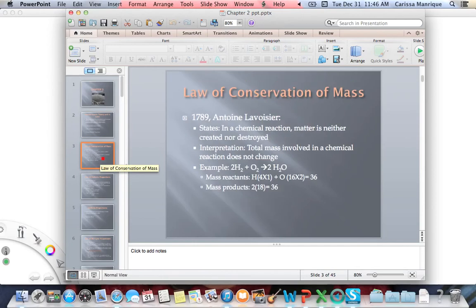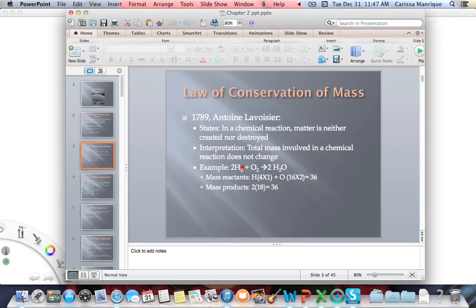So our next theory, to explain how atoms actually react, is the law of conservation of mass. Okay? This one states, in a chemical reaction, matter is neither created nor destroyed. So another way of saying this is the total mass involved in a chemical reaction does not change. Okay, so let's look at this. Here's the reaction of water, let's say.